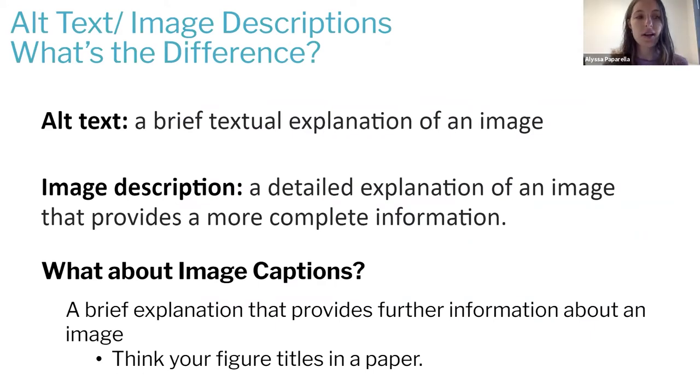So I'm going to be talking a little more in depth about alt text and image descriptions, because what is the difference? There actually is a difference. Alt text is a brief textual explanation of an image, whereas an image description is a detailed explanation of an image that provides more complete information of what is actually happening. And then you may have also heard of image captions. Image captions are a brief explanation that provides further information about an image. Think about figure titles in a scientific paper if you were reading.